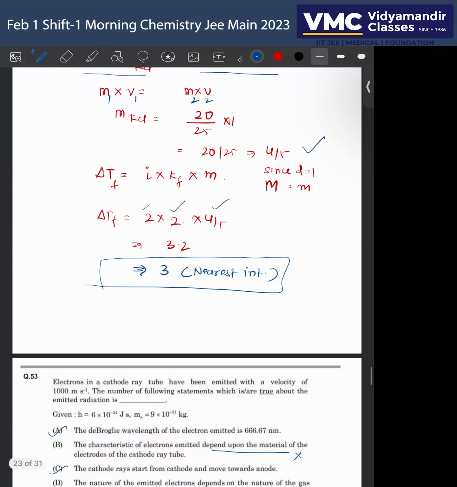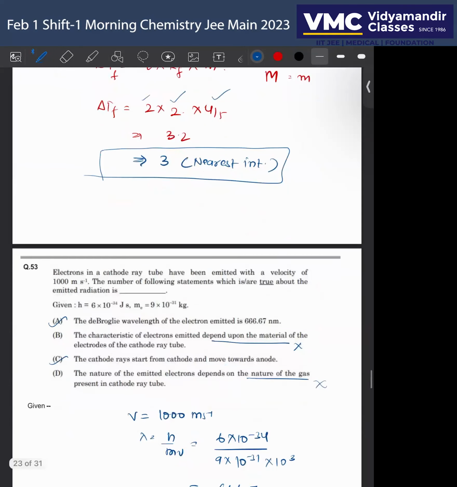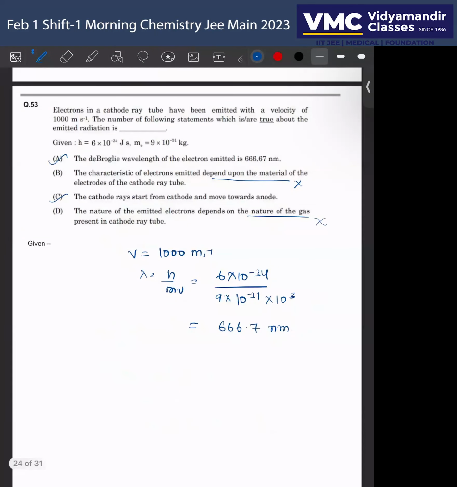Next, electrons in a cathode ray tube are emitted with a velocity of 1000 meter per second. The velocity is given as 1000 meter per second. We are asked for the de Broglie wavelength. Let us calculate the de Broglie wavelength using the formula lambda equals h by mv. On using this formula, it comes out to be 666.7 nanometer. So it matches with option number 1.